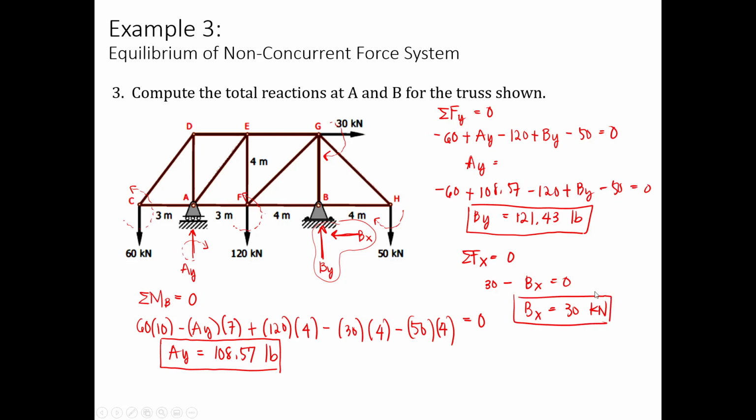So this one is in kilonewton, and this one is also in kilonewton. That's how you solve your reactions.